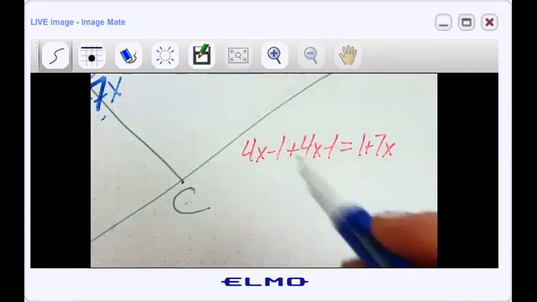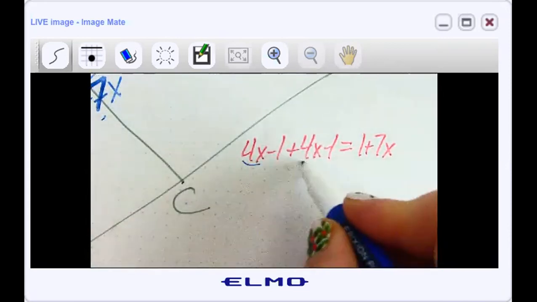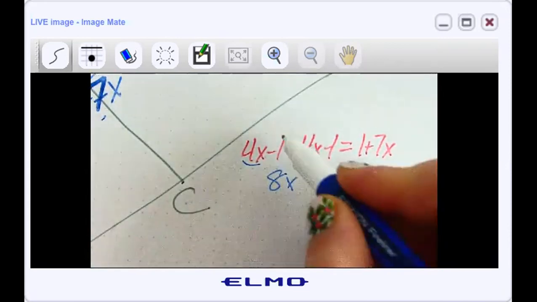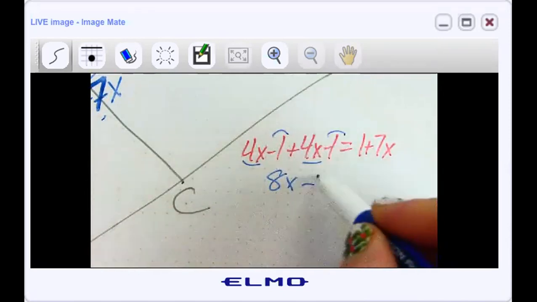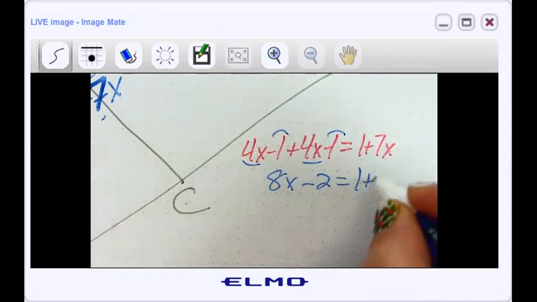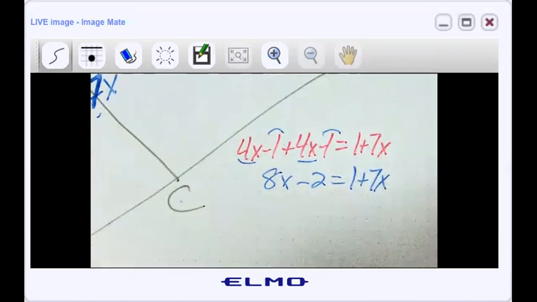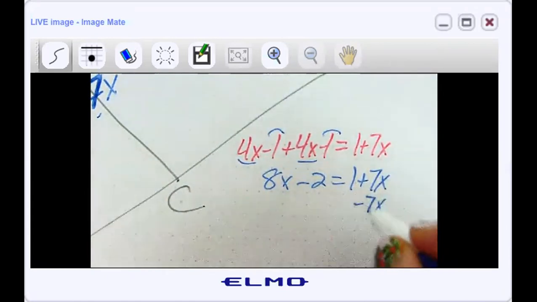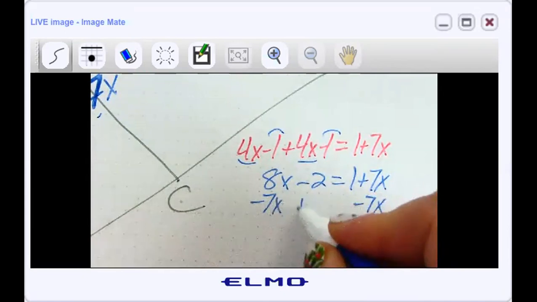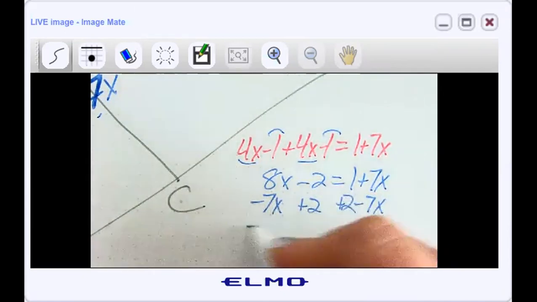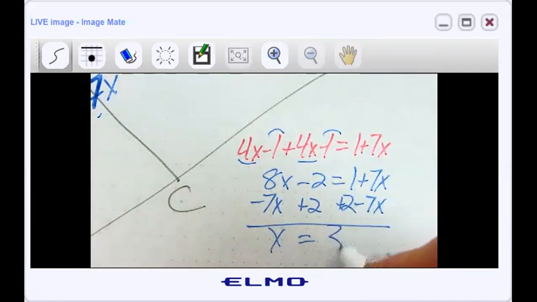And now I'm just going to do my math. So I've got 4x and 4x is 8x. Be careful, negative 1 and negative 1 is negative 2 when you put them together. And now you're just going to solve this. So I would minus 7x, and then I would add the 2. So I get x equals 3. And I'm done.